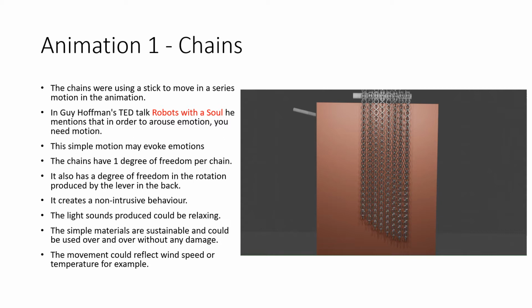It may produce light sounds which could be relaxing and not too loud, as long as the chains aren't too large. The simple materials could be very sustainable and used over and over again without any damage to the actual interactive wall structure. The movement could be used to reflect aspects such as speed of wind or temperature, for example.